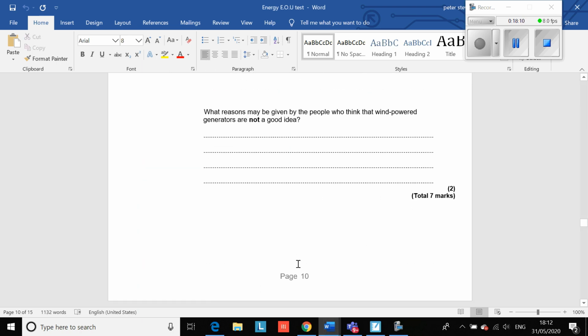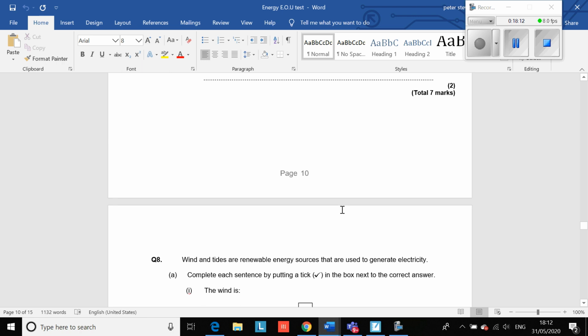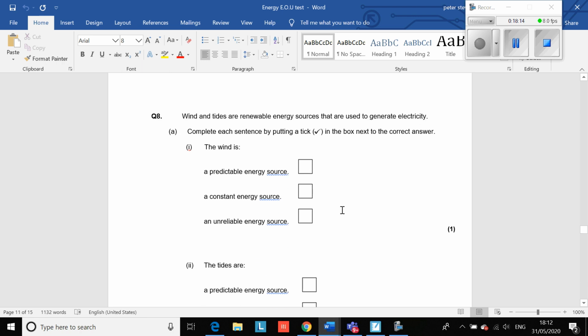Right, now on to question 8. Winds and tides are renewable energy sources that are used to generate electricity. Complete the sentence by putting a tick in the box.